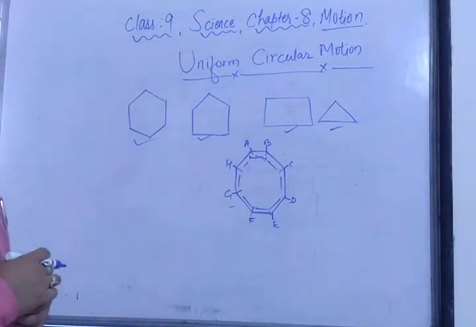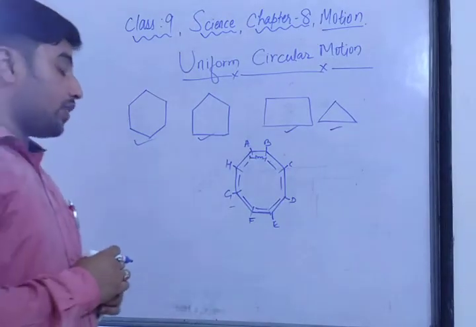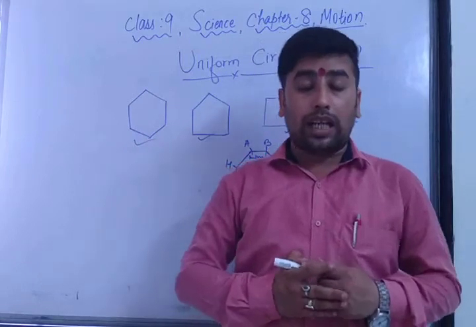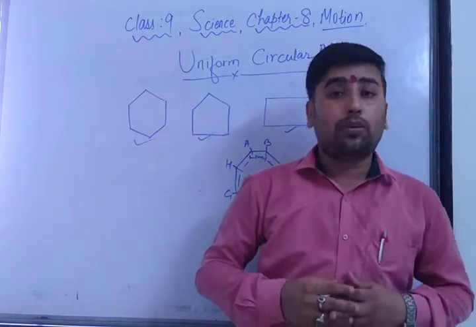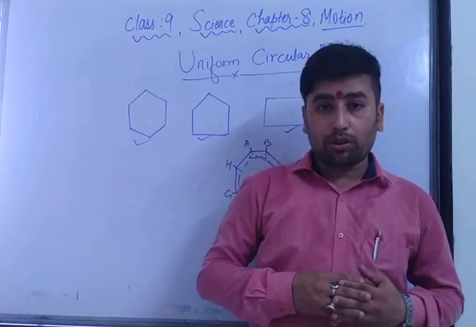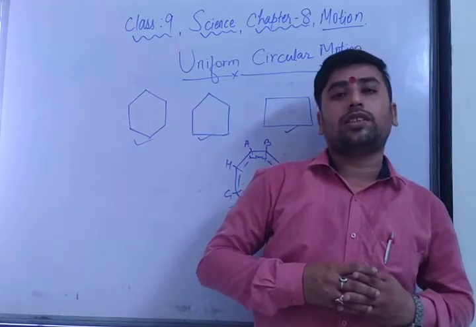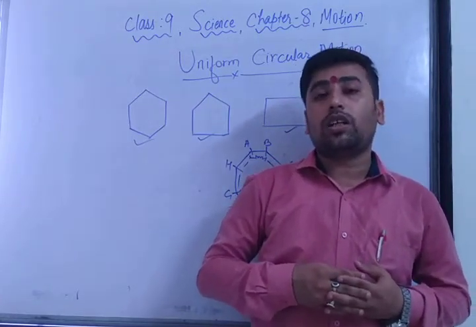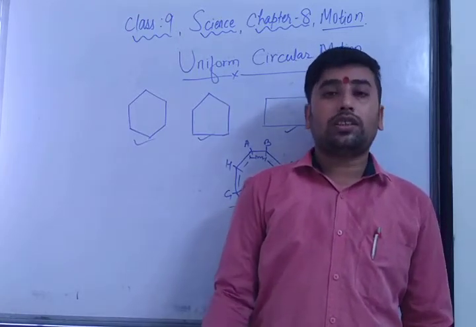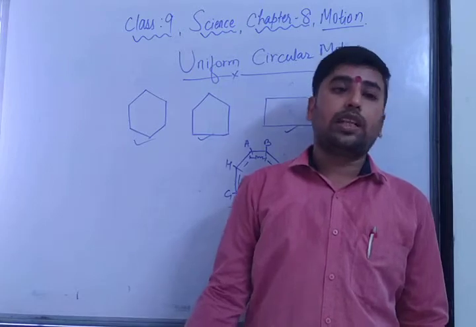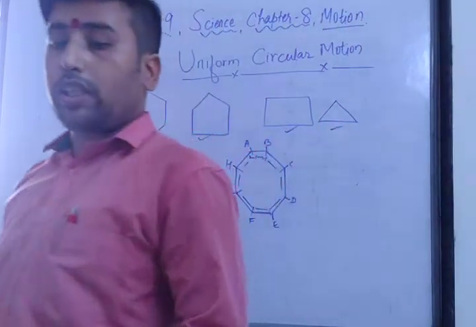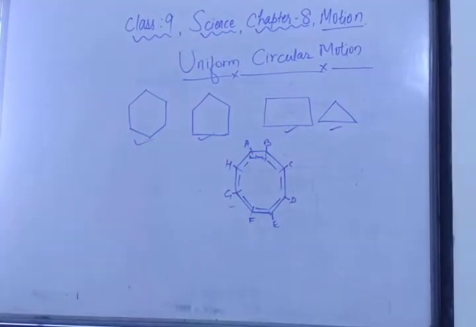Equal distance at equal interval of time. When an object travels equal distance in equal intervals of time, it is called uniform motion. And when an object does not travel equal distance in equal intervals of time, that is non-uniform motion. But today our topic is circular, and in circular also, uniform circular motion.